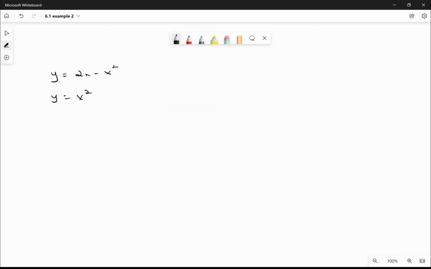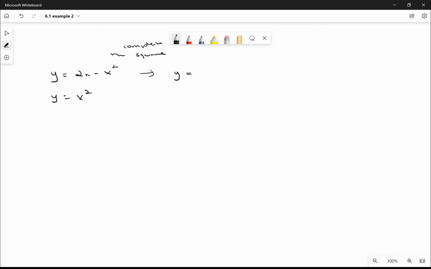Okay, so now the question is asking us to find the area between these two curves here, right? So first step here is to actually graph these curves, and y equals x squared is pretty easy to graph, but this other curve, this y equals 2x minus x squared, is going to be a transformation of y equals x squared. So in order to see what transformation that is, we want to complete the square, right?